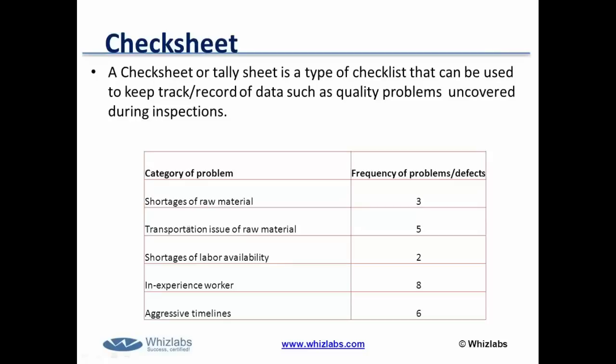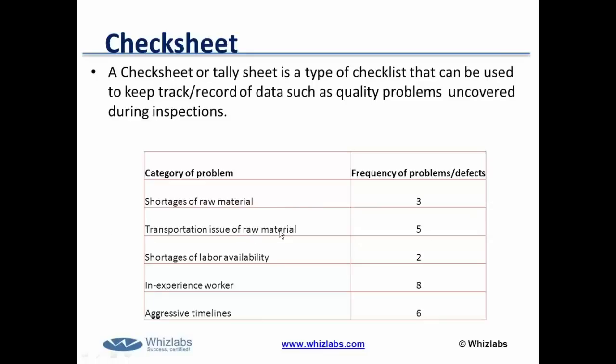The second could be the transportation issue. There could be a transportation strike and all. The third one is shortage of labor availability, inexperienced workers, aggressive timeline. So these are the problems. Okay. Now, what is the frequency? How many times have you faced this kind of problem? So recording or tracking shortage of raw material: there were 3 times you faced that you have not received the material on time.